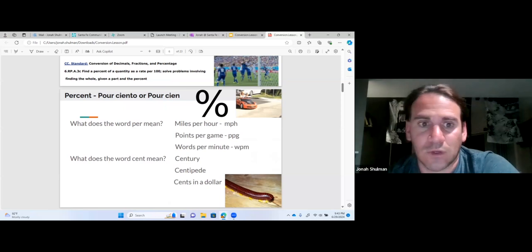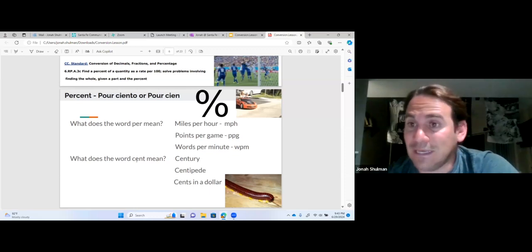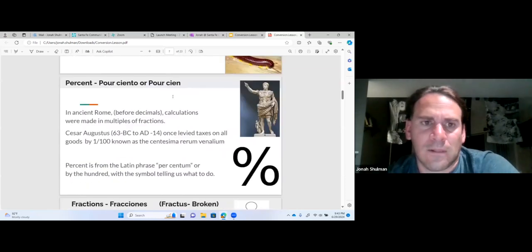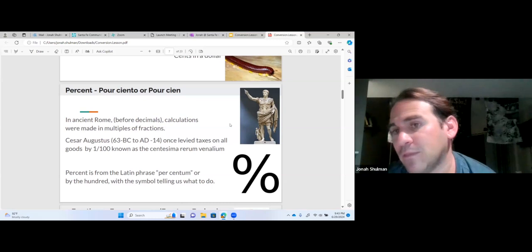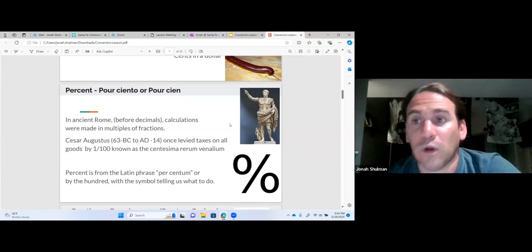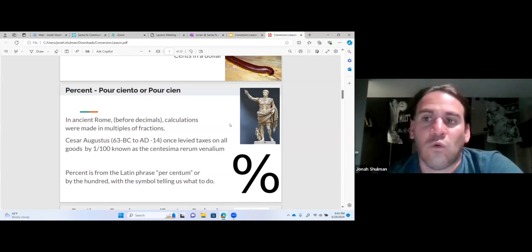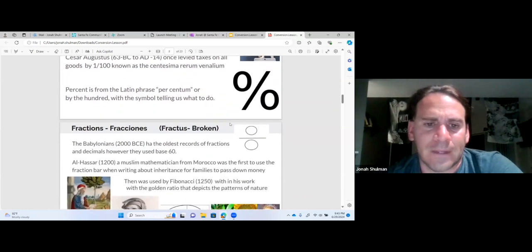It's tons of vocab. So they have to figure out what the word per means: miles per hour, points per game, words per minute. What does the word cent mean? Like how many years in a century, how many legs on a centipede, cents in a dollar. Just to get them to know that this means to divide by 100. And that gives them the symbol for percent, or porcent. Then I give them history. Where does the percent actually come from? And this is really good for students to see, like, where does their information come from? Where is it actually shown?